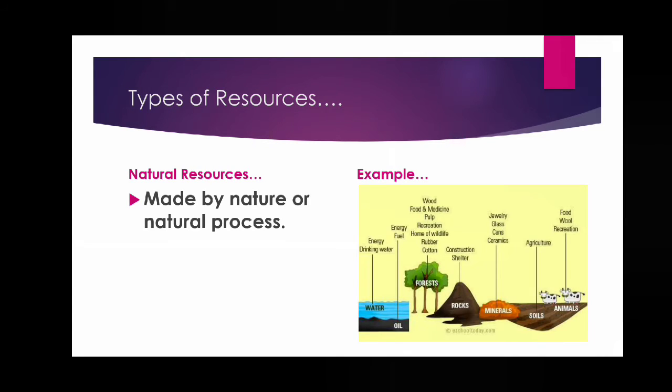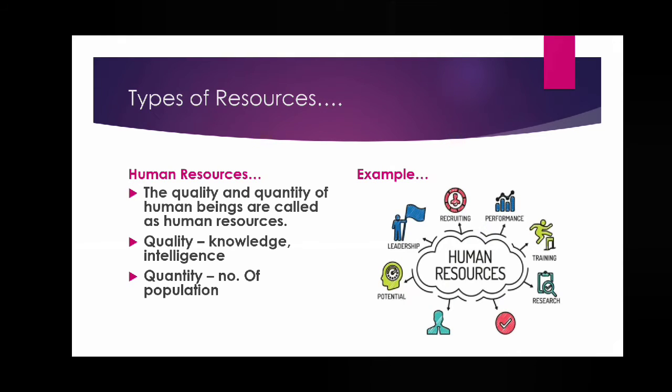Now come to the next types of resources on the basis of occurrence. I already told you there are two types of resources. Natural resources, that means made by nature or natural processes. Examples are given: water, forest, rocks, minerals, soils, animals, all are made by nature or natural processes. And human resource means two things: human beings themselves, and also the things which are made by us. Human beings are called a resource, and the things made by human beings are also called resources.